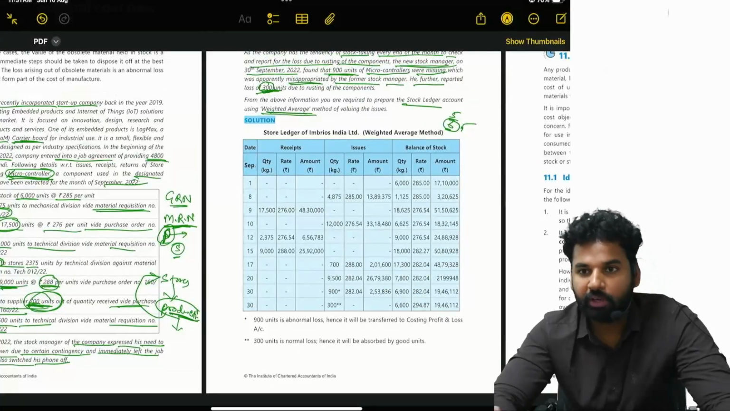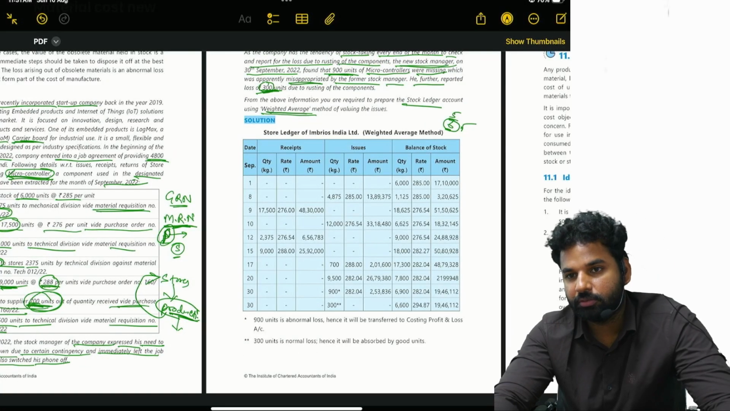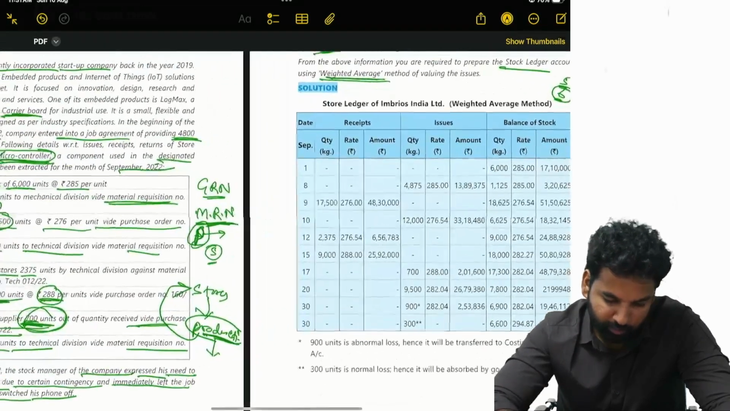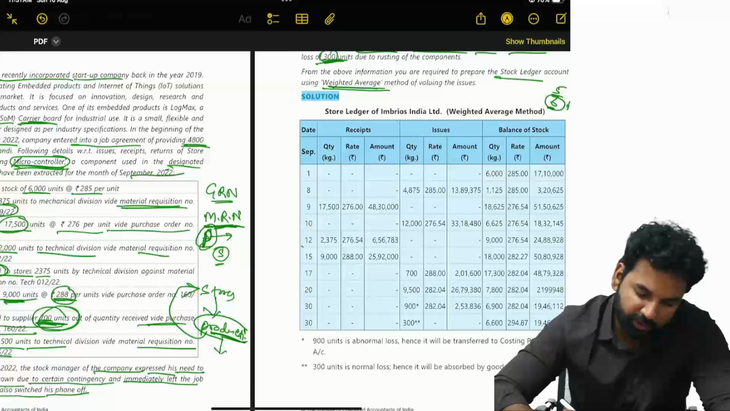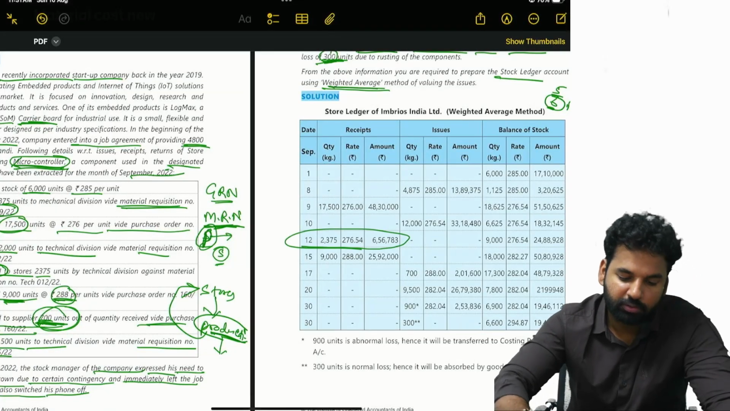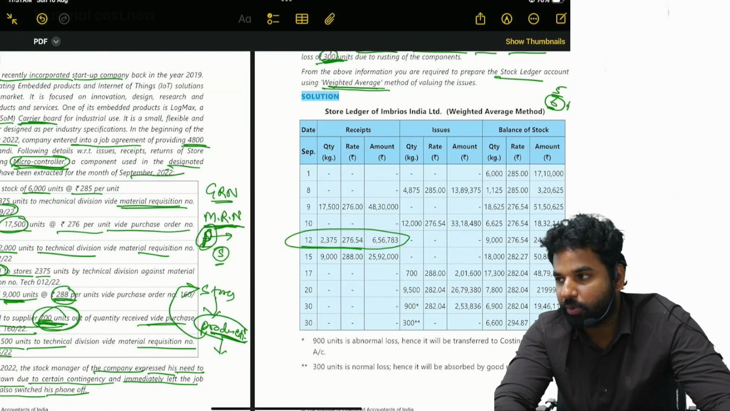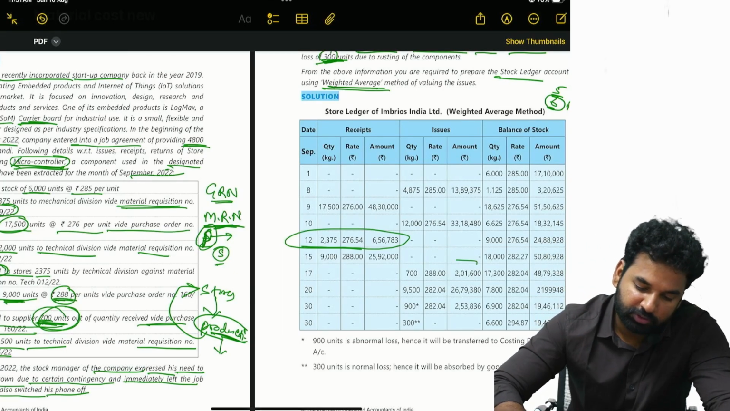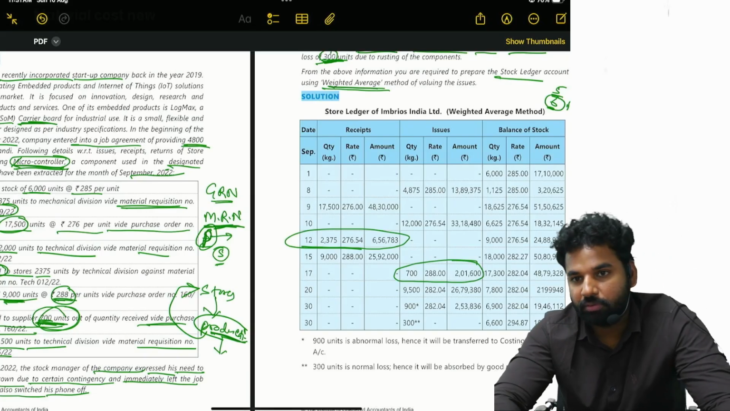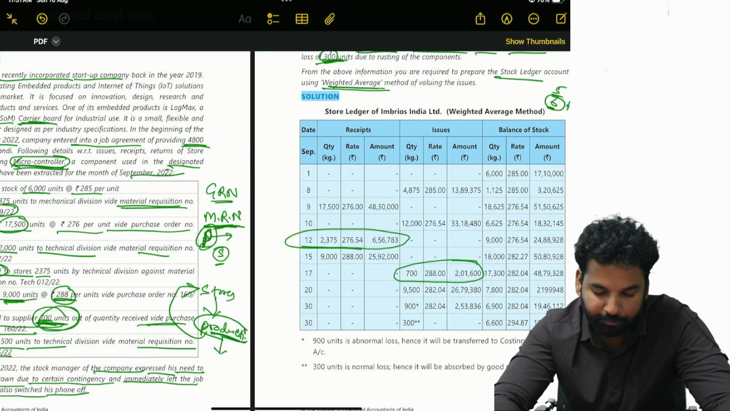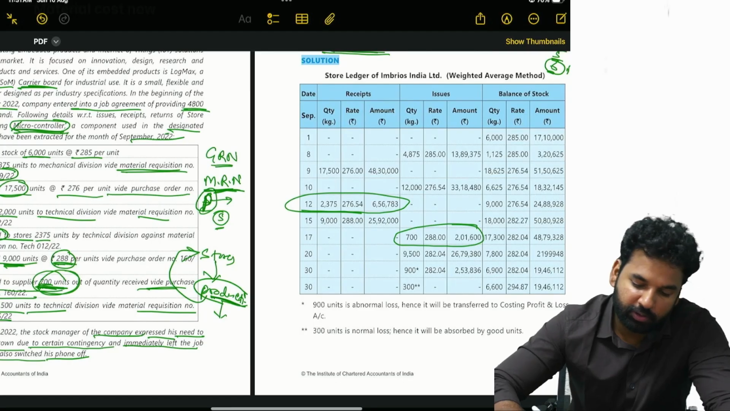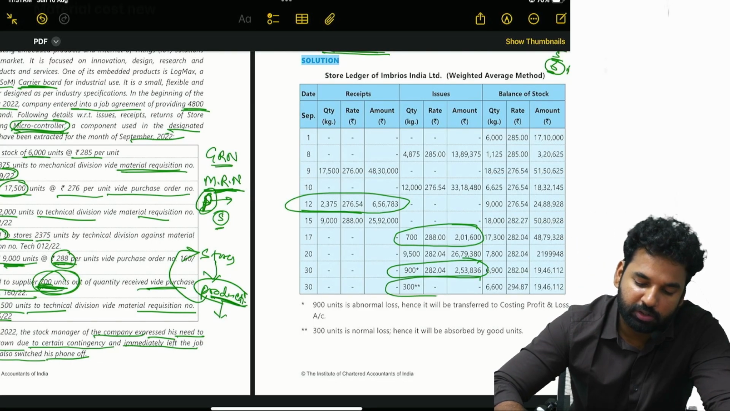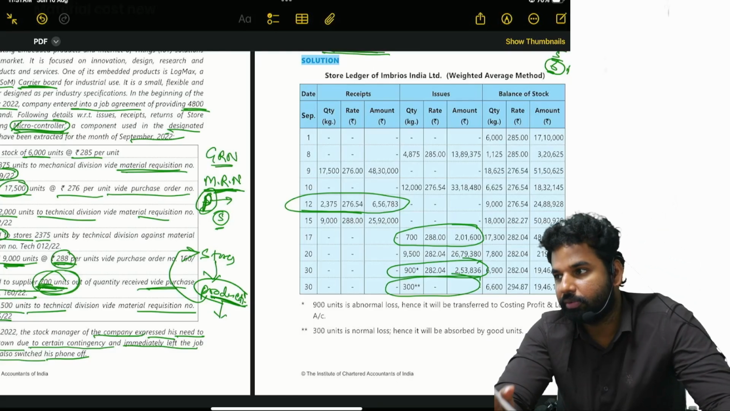Here in this question, we have 4 different transactions. What are those? Returns. Returns of how many units? 2,375 units from production to stores. Returns of 700 units from stores to supplier. And lastly, we have abnormal loss 900 units, normal loss 300 units. So these are the 4 different points in this question.